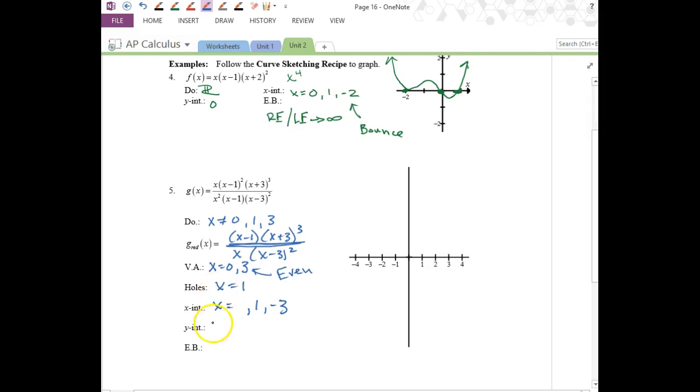Okay, y-intercept, there is none. There is a vertical asymptote at x equals 0, which is the y-axis. There is no y-intercept. Okay, and end behavior. So I have to go back to the original and figure out my biggest exponent. On the top I have an x, an x squared, that makes 3, and then x cubed, so to the 6. On the bottom I have x squared, that's 2, an x, that's 3, x squared is 5, so I have x to the 5th.